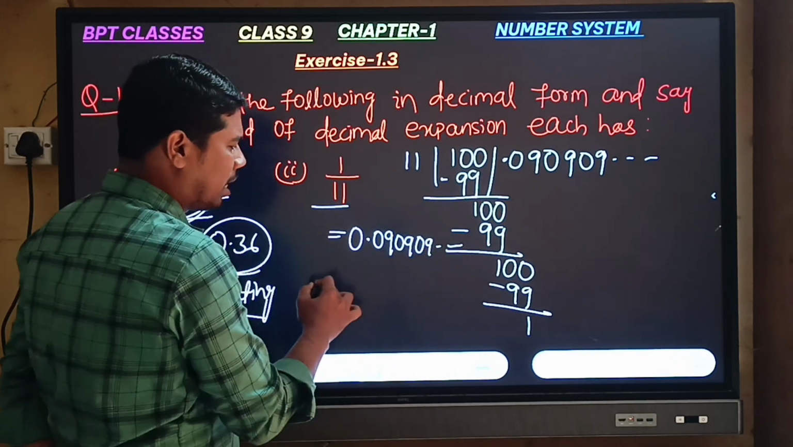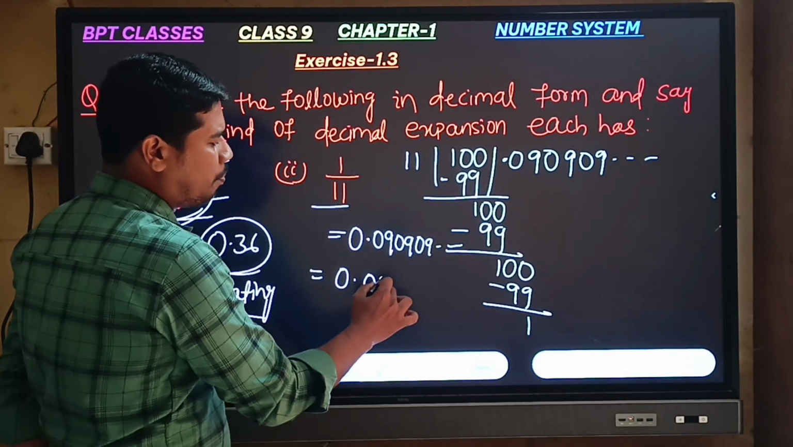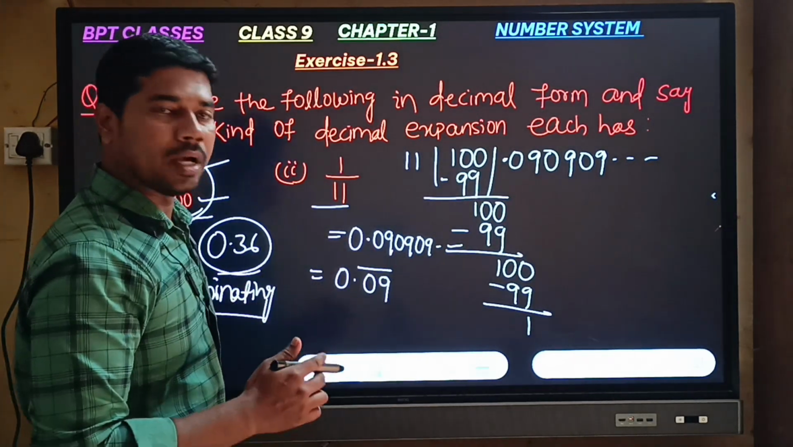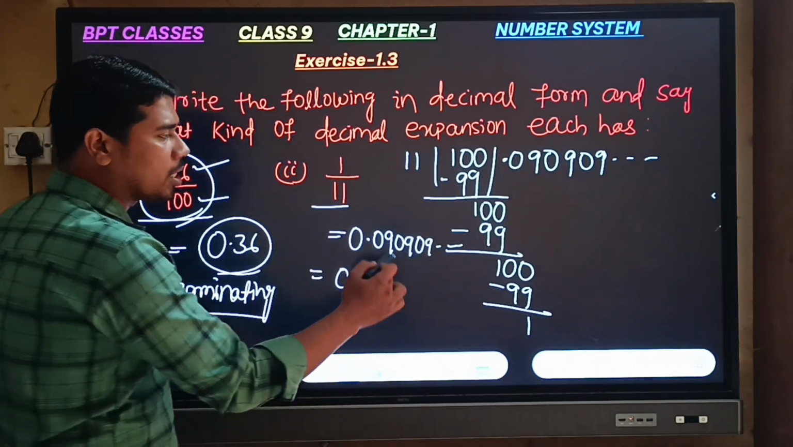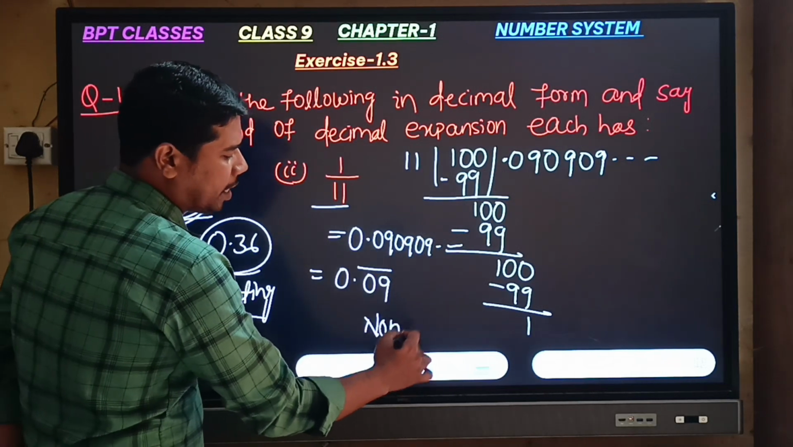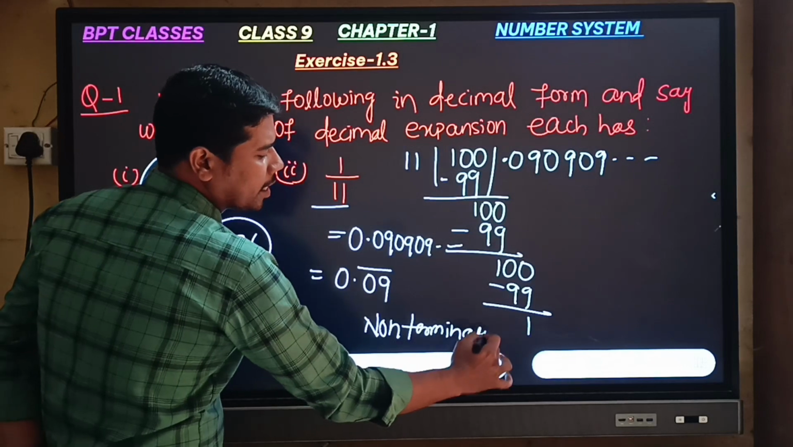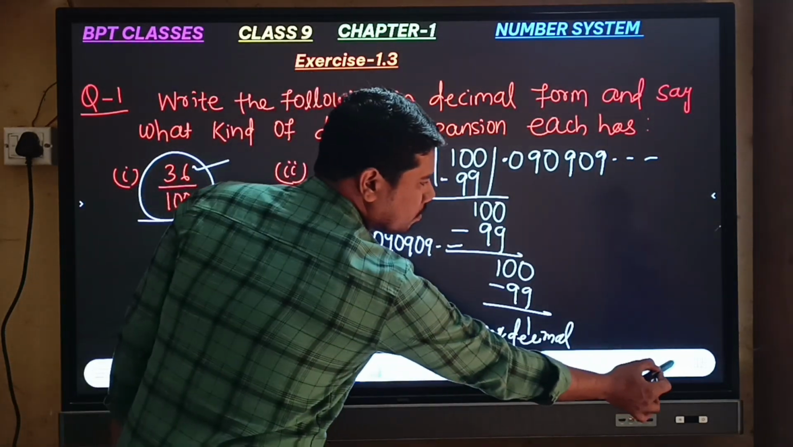0.090909 and so on. Like that, we can write it as 0.09 with a bar on 09. Why the bar? Because it is repeated. So that is not terminating, because it is not finishing. So that means that is non-terminating. That is known as a non-terminating decimal. Okay.